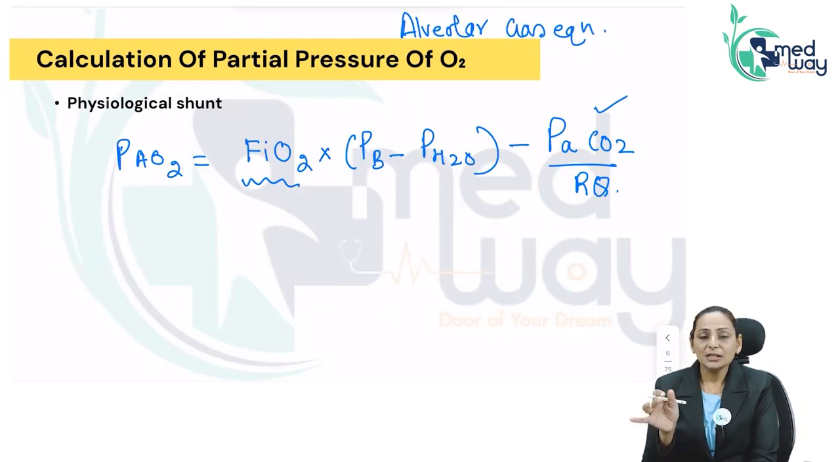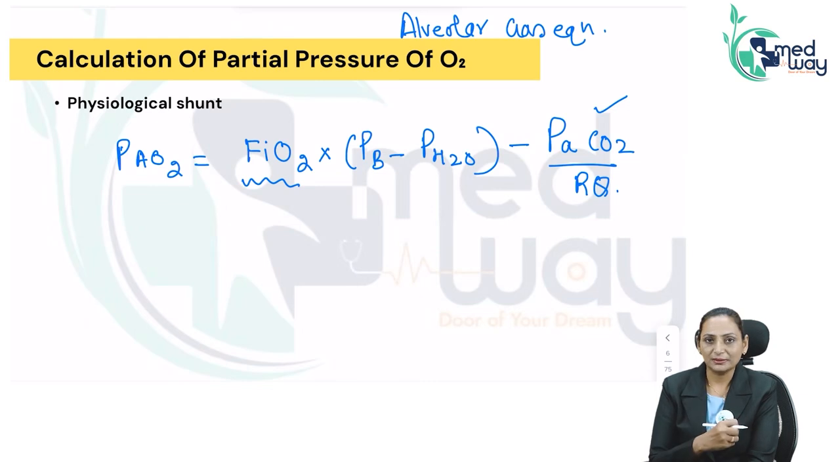Because when you have got the gas, that is oxygen in the alveoli, it will also be subjected to the presence of carbon dioxide, right? Carbon dioxide depends upon the body metabolism, that is our respiratory quotient. So this is how you calculate the alveolar gas equation.